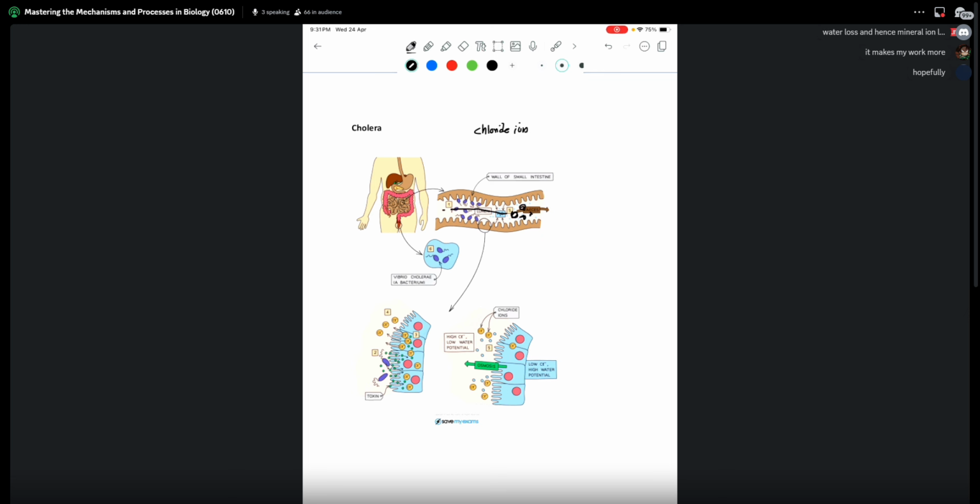So there's a lot of water going to pass through the large intestine. This will decrease the permeability of the walls. Okay, so unable to reabsorb back the water, it just releases out and just makes our poo watery basically.